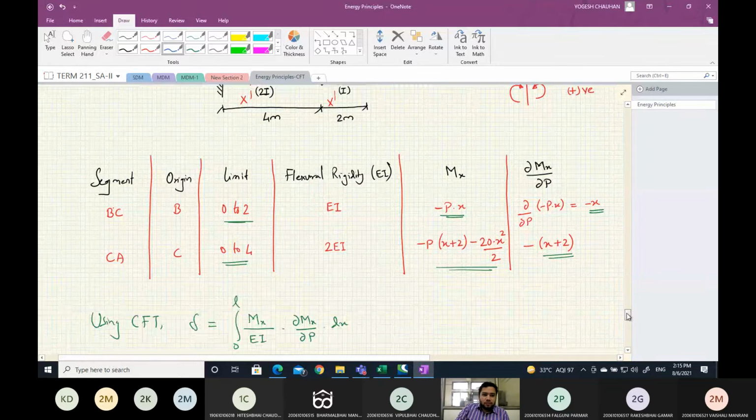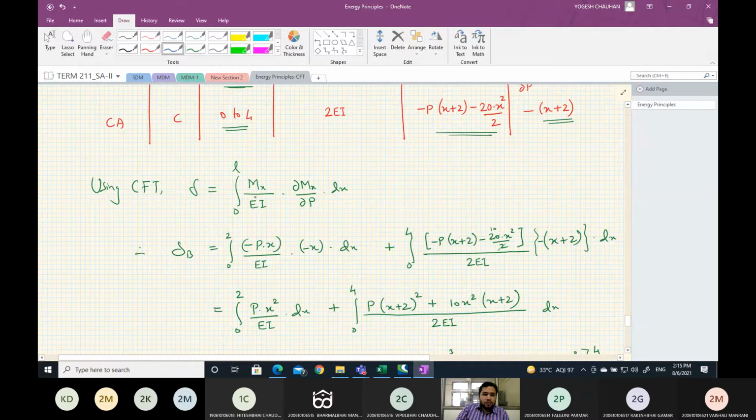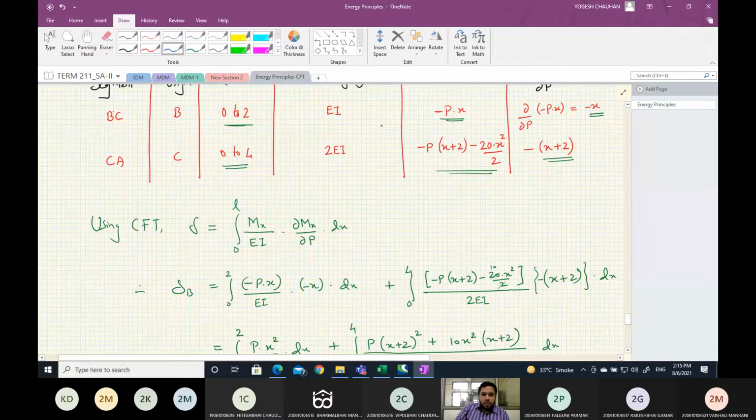So now using Castigliano's first theorem, delta is given by integration 0 to L of Mx by EI into del Mx by del P into dx. So delta P is equal to the first segment, integration from 0 to 2, Mx is minus Px by EI into del Mx by del P, which is minus x, into dx. Plus the second segment, integration from 0 to 4, moment is minus P into x plus 2 minus 20 x square by 2, divided by 2EI, times del M by del P, that is minus x plus 2, dx.